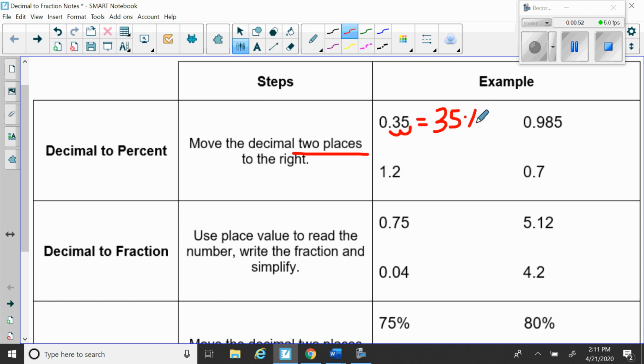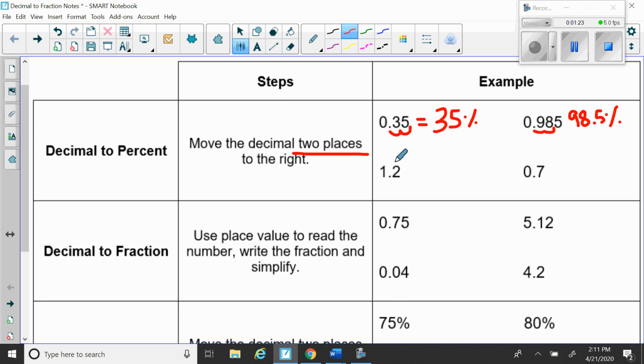Now here we have 985 thousandths. So again, we would move our decimal 1, 2 over to that hundredths, and this would give us 98.5%, because we had a number in the thousandths place, so that stays over behind the decimal. We have 98 and 5/10%, or 98.5.